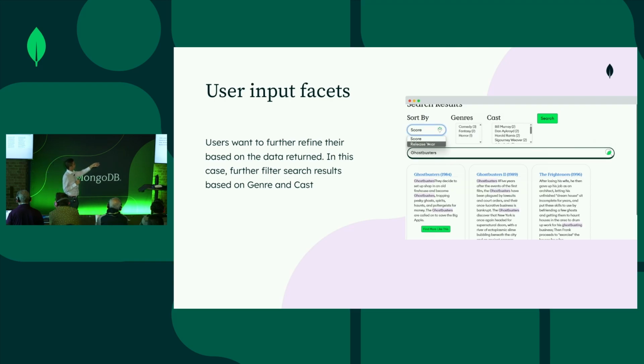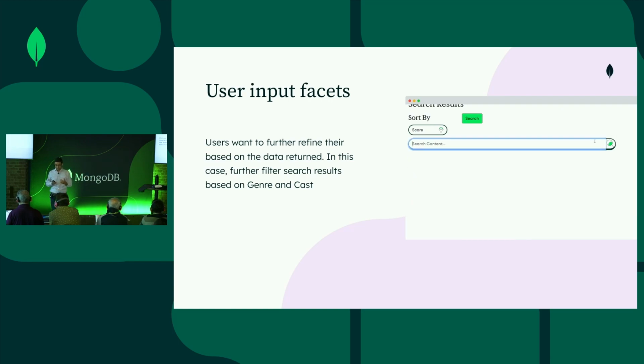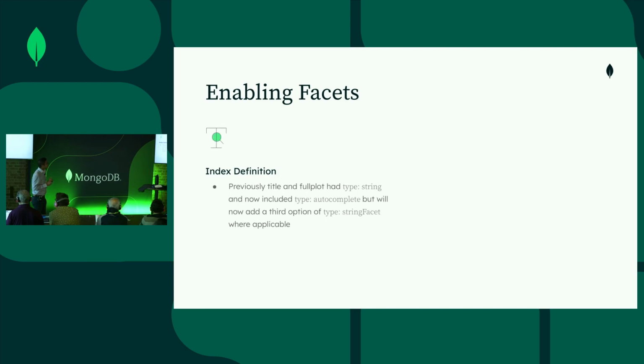In this case, I'm going to select Bill Murray as the cast that I want, and it's only Ghostbusters, no more of the other movie. Okay, perfect. So I've helped my users narrow down how they search. How do I implement this? In the index definition, if you remember, we are using strings and then autocompletes. You now get to use a third option on those fields, title and full plot, called string facet. So the same field is being used in so many different ways.